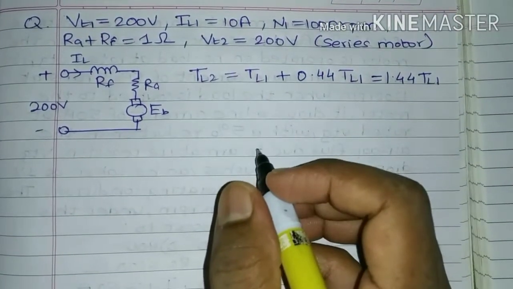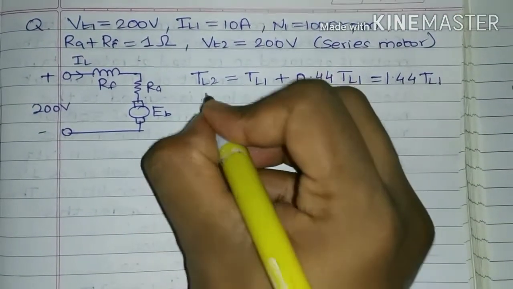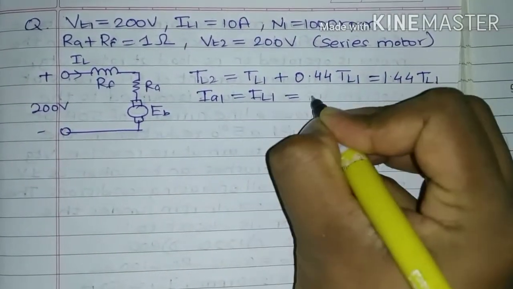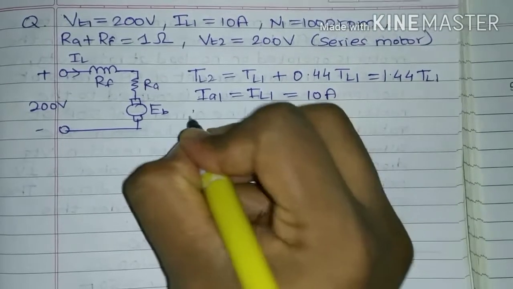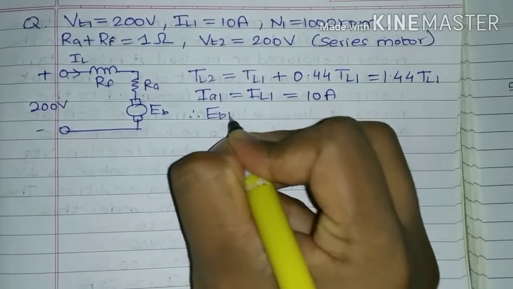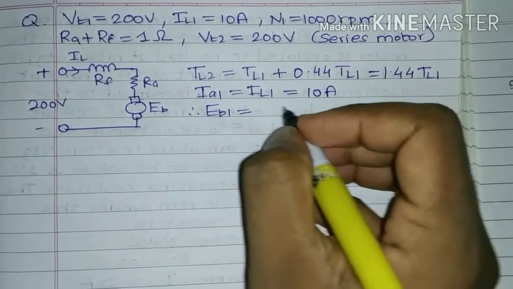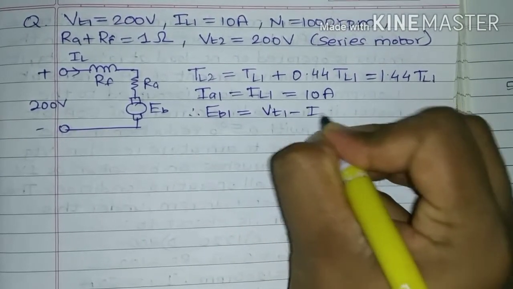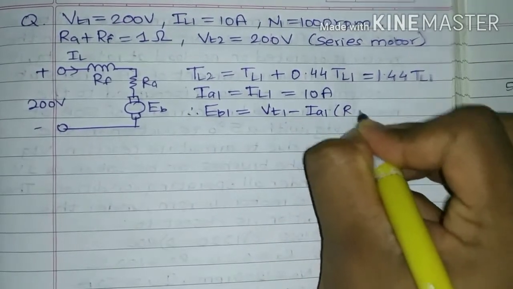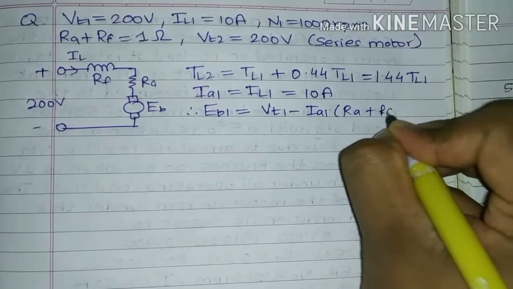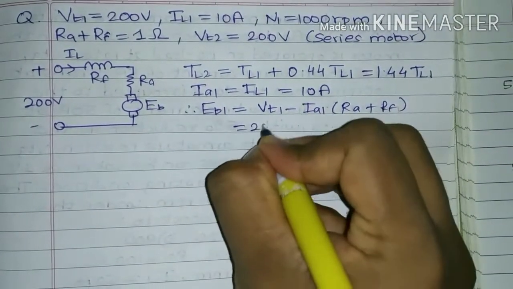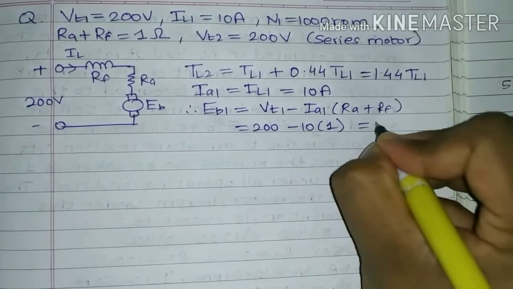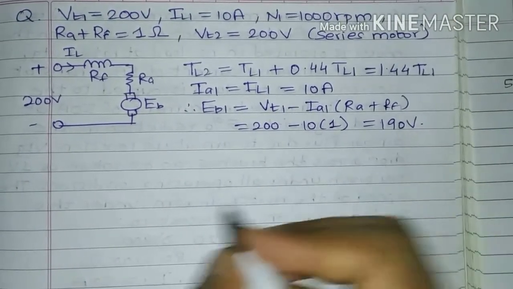Now since it's a series motor, Ia1 will be equal to IL1, which is equal to 10 ampere. Hence Eb1 will be equal to Vt1 minus Ia1 into Ra plus Rf, which is equal to 200 minus 10 into 1, and it turns out to be 190 volts.